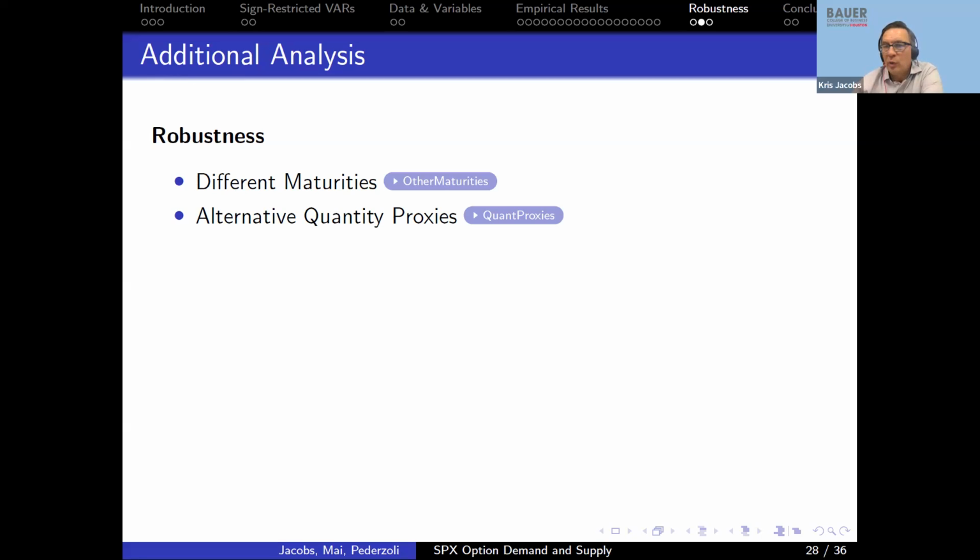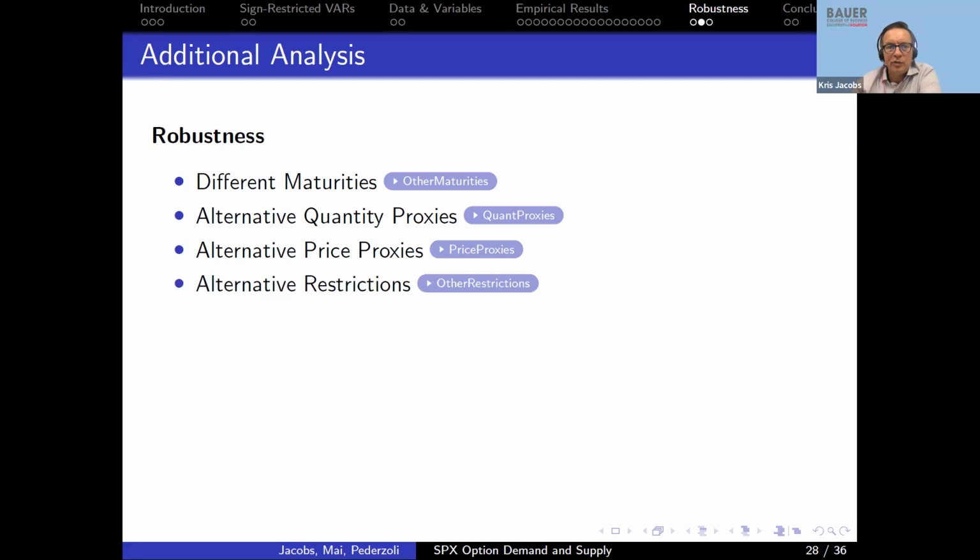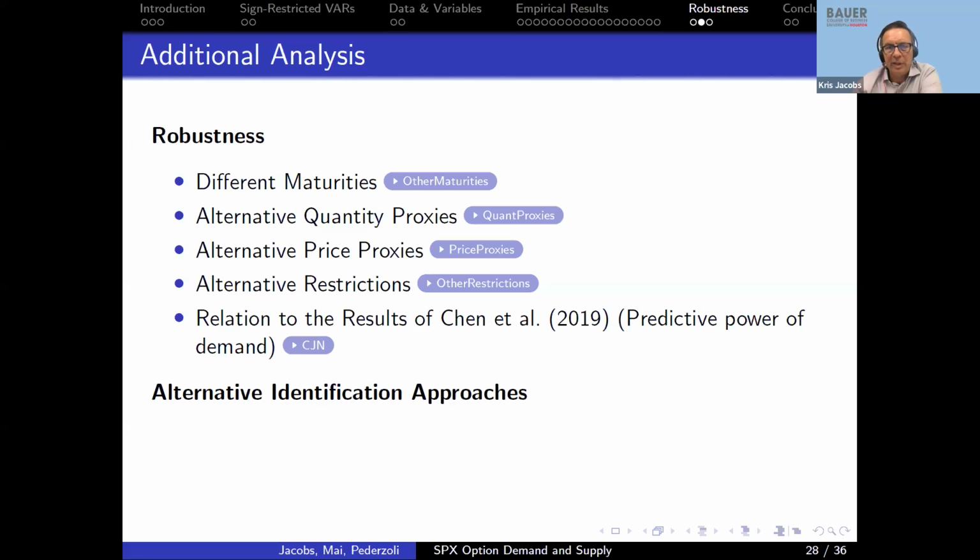Like I said, you can do different quantity proxies. Does that affect the results? Yes, it does, but not the big picture of whether demand is more important than supply, or whether we can forecast, etc. All of those results remain relatively robust. Alternative price proxies, again, those results are in the paper. You can impose some restrictions on the supply and the demand curve. Again, I'm going to have to refer you to the paper for that. And then we also have a comparison with the results of Chen et al., which, like I said, is an interesting paper. We can replicate some of their results, and we can put our results in perspective given theirs.